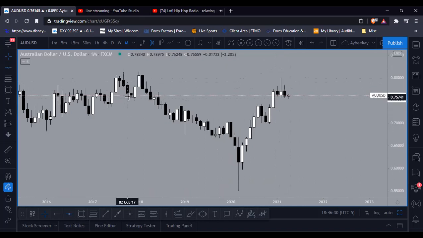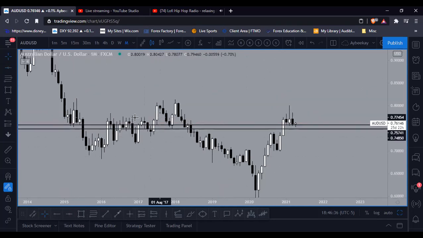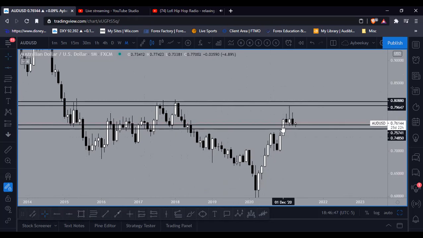I'm gonna go ahead and draw out this demand zone that price is currently respecting off of, and it was respecting over here. I'm gonna put out this supply zone right here that price came up to and rejected really hard off of back in February.